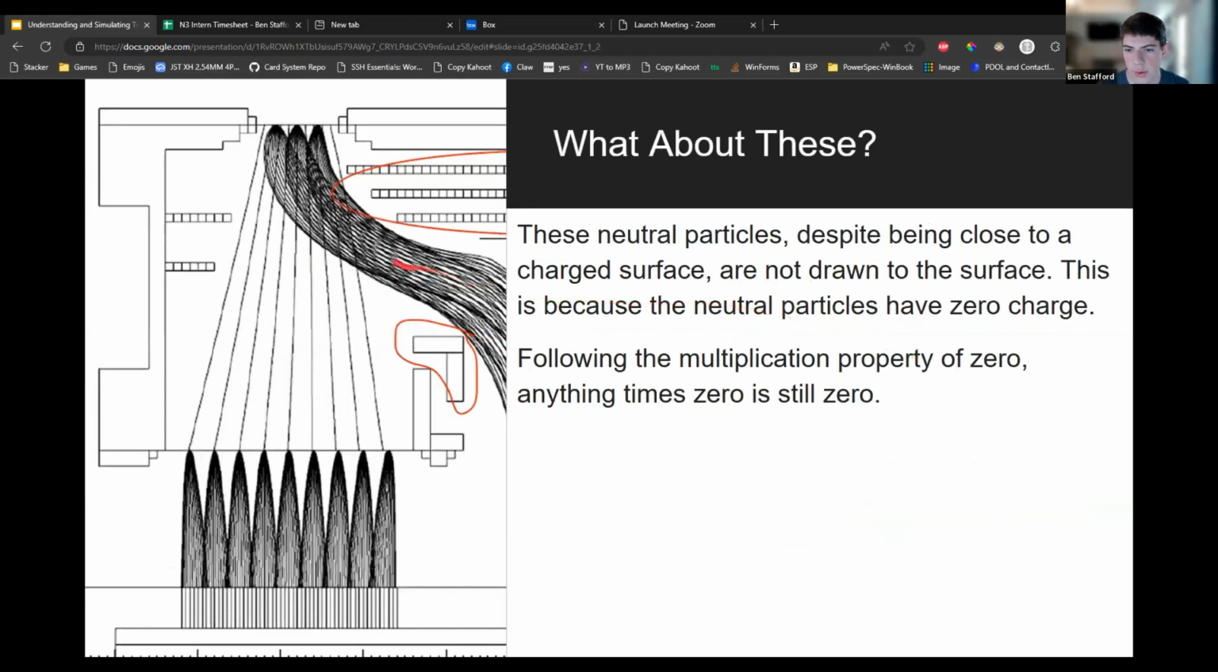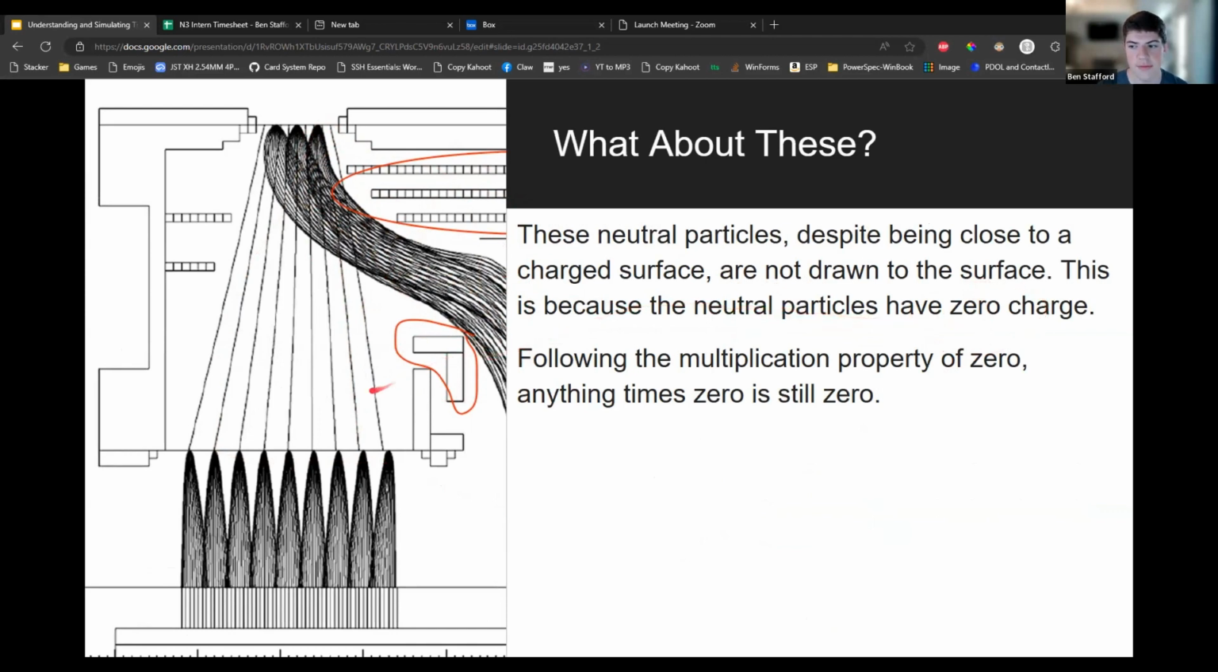So you're probably wondering, well, I see these are being pulled by the surfaces here. Why aren't these being pulled by the surface? That's because these L-shaped brackets and these surfaces here are charged with a certain amount of volts on them, but that doesn't mean that they're always going to affect the particles that are being flown by them, because these here, the neutrals, have no charge. The charge is basically zero.